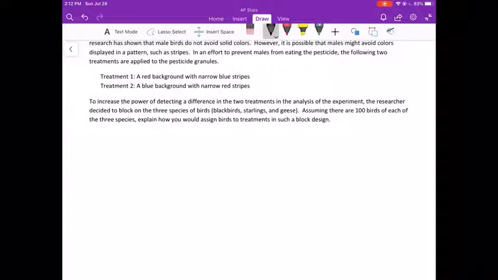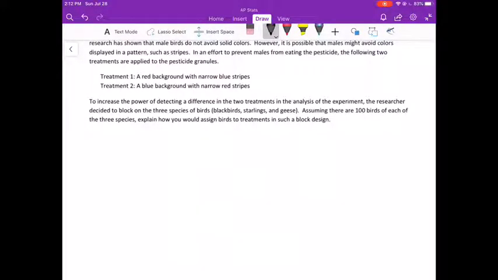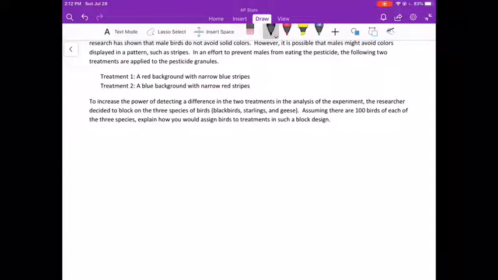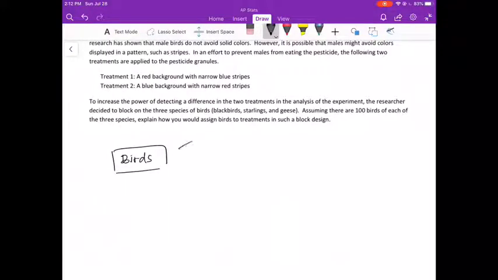Assuming that there are 100 birds in each of the 3 species, explain how you would assign birds to treatments in such a block design. So you start with your birds, right? And you have your blackbirds, your starlings, and the geese. And within each of these, they would get one of the 2 treatments.